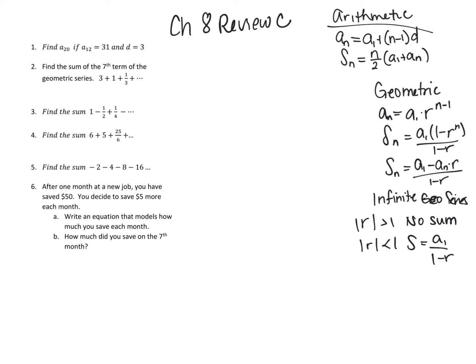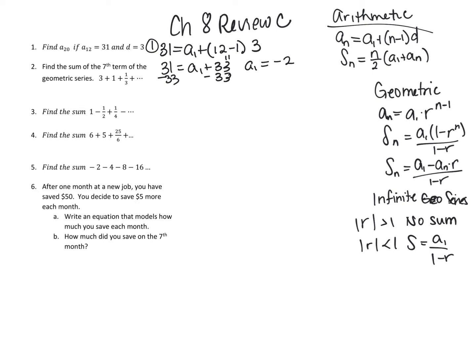So the first one: find a20 if a12 is 31 and d is 3. When it tells you d, you're looking at an arithmetic sequence. We're going to plug in the information we know and find a1. So a12 is 31. 31 is the an, equals a1 plus n, which is 12, minus 1 times 3. 31 equals a1 plus 11 times 3, which is 33. Minus the 33, a1 is negative 2.